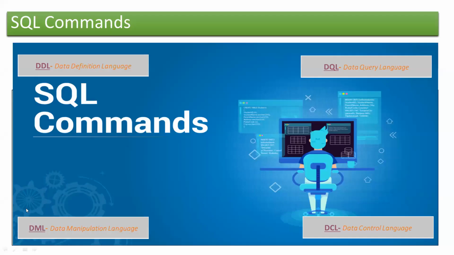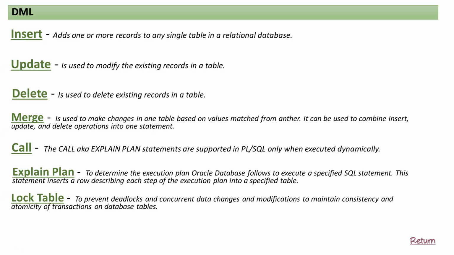Next is DML, that is data manipulation language. Here we have a few commands like insert, update, delete, merge, call, explain plan, lock table. So what is insert? Insert adds one or more records to any single table in a relational database. So if I have to add a few more rows or columns with the function of insert, I can update them. Update is to modify the existing records in a table. So if you want to add new information to the existing table, you have to bring up the update command, giving the table name or database name, and you can update the information.